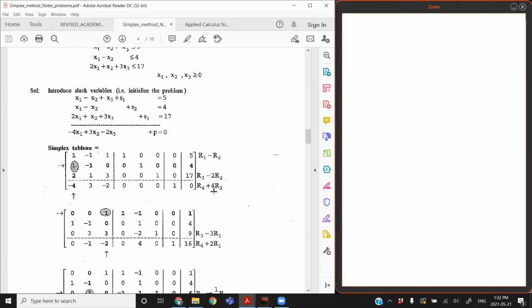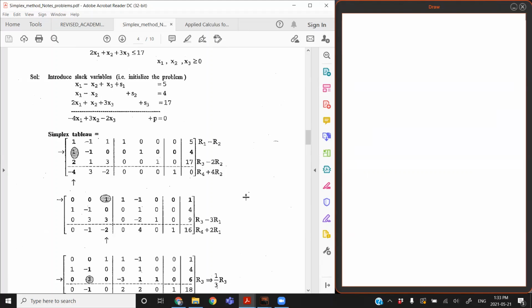Are we good? Now we can write the simplex tableau. Very easy. Just write down the augmented matrix. You need 1 column for x1, 1 column for x2, 1 column for x3, 1 column for s1, s2, s3, 1 column for p, and you need 1 column for the right-hand side, the 5, the 4, the 17, and the 0.